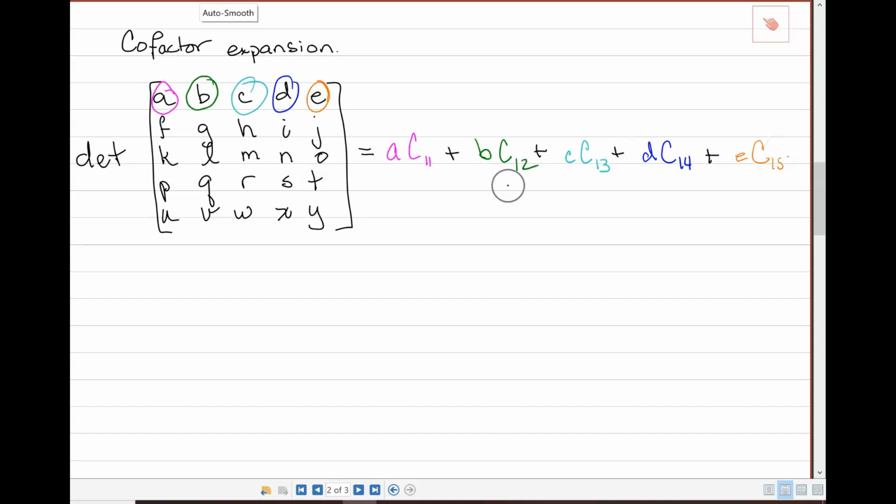Now, if you remember what the cofactor of an entry is, it's plus or minus 1 times the minor of the entry. And the minor is just the determinant of that submatrix you get when you chop out the ith row and the jth column. And the way we determine whether or not we multiply the minor by plus or minus 1 is by looking at that checkerboard of pluses and minuses.